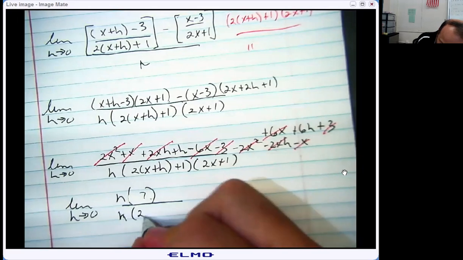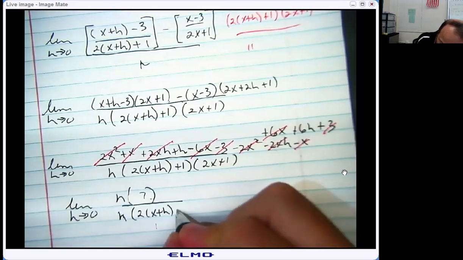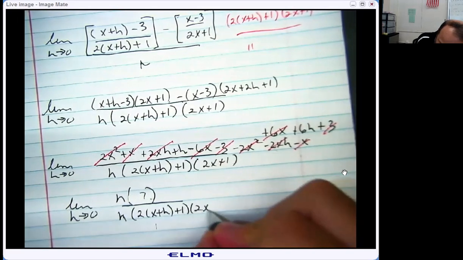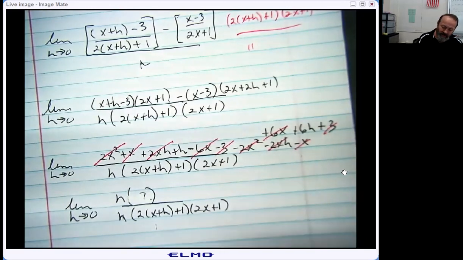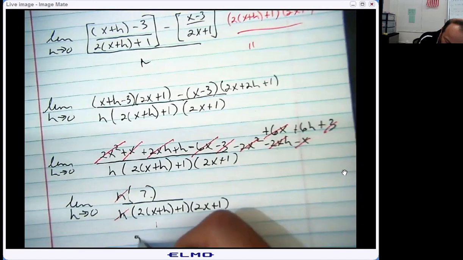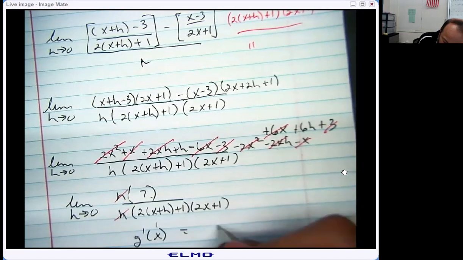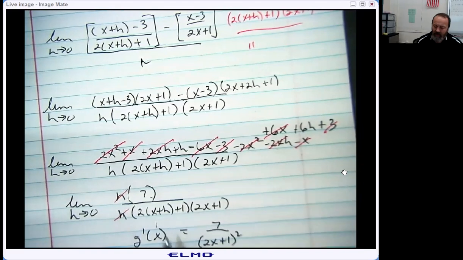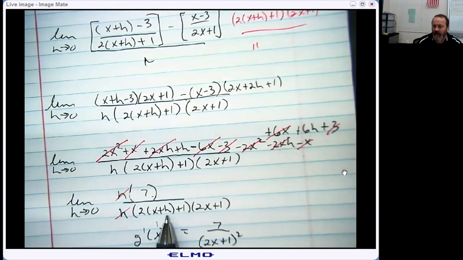And so now, if we are to this stage of my problem, I can cancel my h's out. And so I could say that g prime of x would be 7 over (2x plus 1) squared, because as h goes to 0, that's 2x plus 1 times 2x plus 1, which is (2x plus 1) squared.